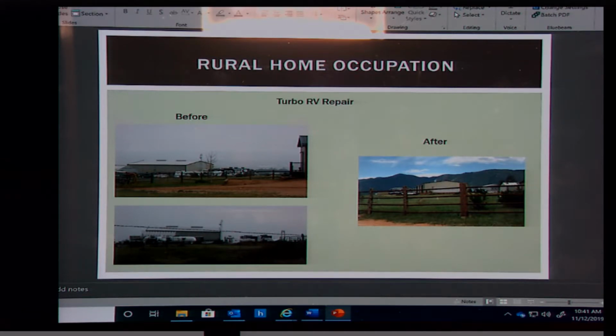So this is actually an RV repair company. So beforehand, there were RVs all over the place. So you drove by and it looked like a commercial or industrial site, or even a storage facility. And then afterwards, you can't really see any. You can see one RV. So it could be just like any other home. All right, I think we get it.